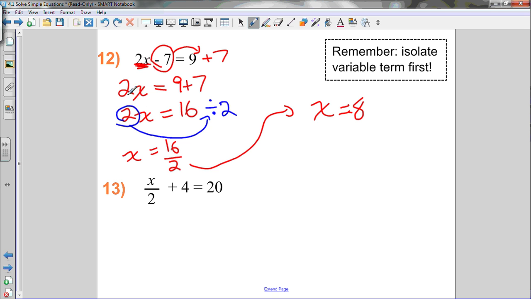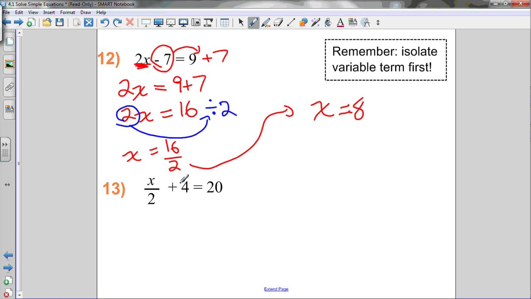And just quickly check that answer. Make sure if x is 8, this equation is true. 2 times 8 is 16. 16 minus 7 is 9. And on the right side of the equation, I have a 9. So left side equals right side. That's the correct answer.